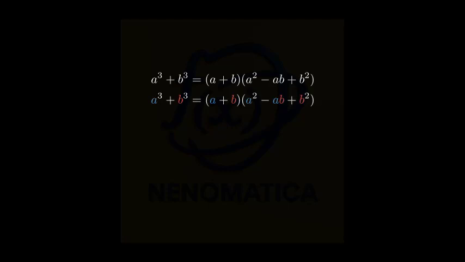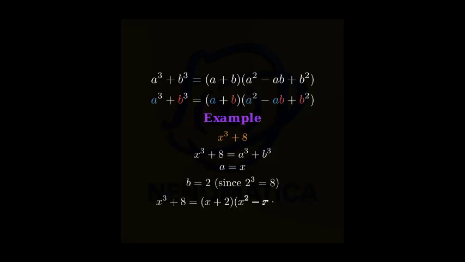Let's begin with our first example. We need to factor x cubed plus 8. To use our formula, we need to identify what a and b are in this expression. For x cubed, a is simply x. For 8, we need to recognize that 8 is 2 cubed, so b equals 2. Now, let's apply our formula.